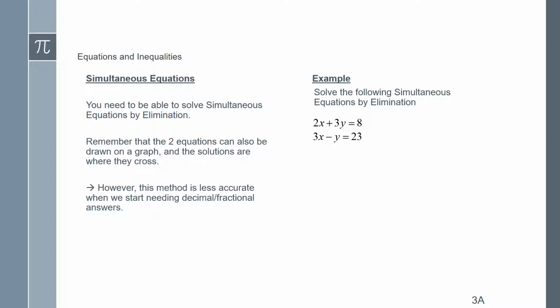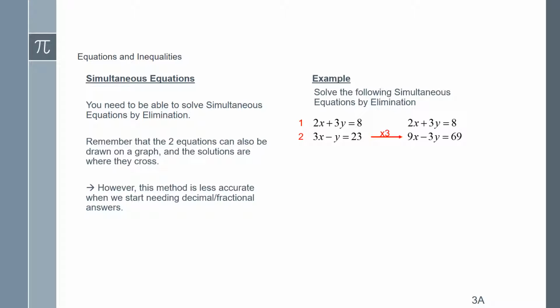So here are two equations. 2x plus 3y is equal to 8. 3x minus y is equal to 23. We number them 1 and 2, so we know which equation is which. And then if we want to eliminate, we have to have something that's the same in both. We need a coefficient that is the same. So if we times the second equation by 3, then we have 9x minus 3y is 69.